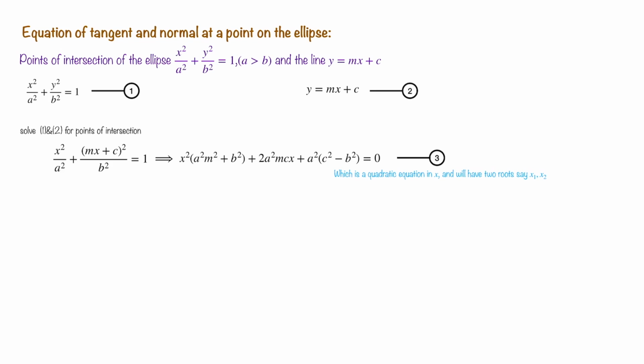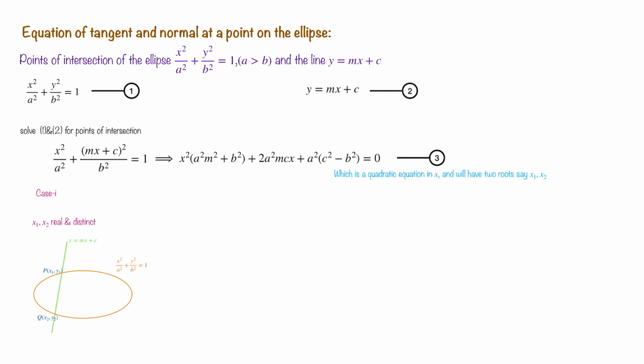x1, x2 may be real and distinct, or x1, x2 may be real and equal, or x1, x2 may be imaginary. Let us see case by case. Okay, case 1, x1, x2 are real and distinct. So when we have two distinct roots, for x1 we can get a corresponding y1 simply by substituting in 2. So for x1 the y1 will be mx1 plus c. Similarly for x2 you get a corresponding y2, that will be mx2 plus c. So we will have 2 points of intersection in this case.